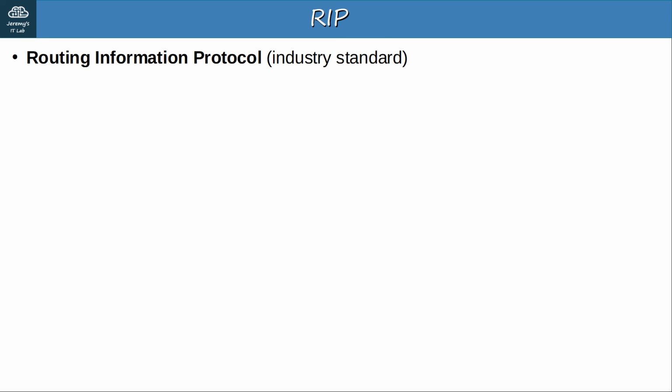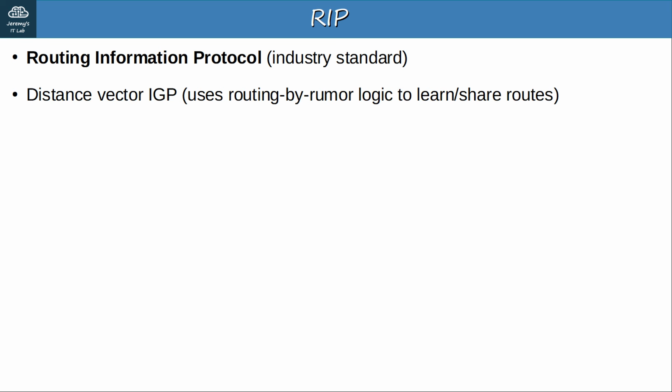So let's get right into RIP. Some of this stuff I already talked about last video, but let's review. RIP stands for Routing Information Protocol, and it is an industry standard protocol, not Cisco proprietary. It is a distance vector interior gateway protocol, so it uses routing by rumor logic to learn and share routes. Watch day 24 again if you want a review of that.